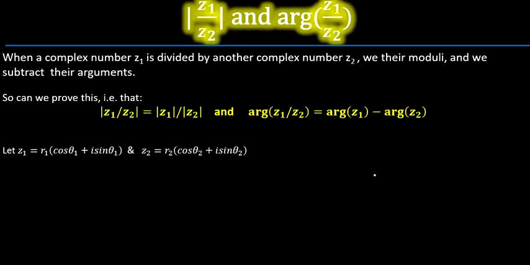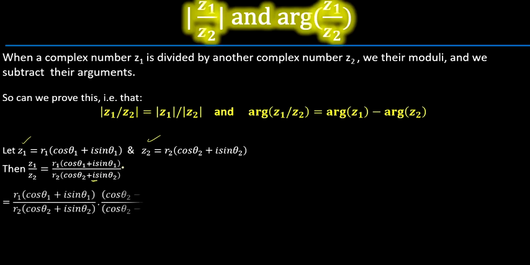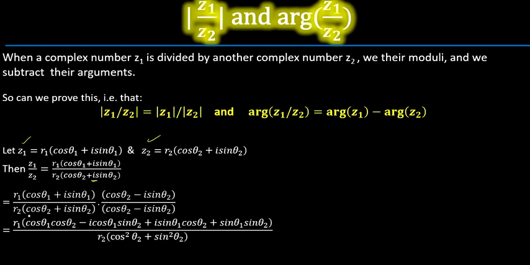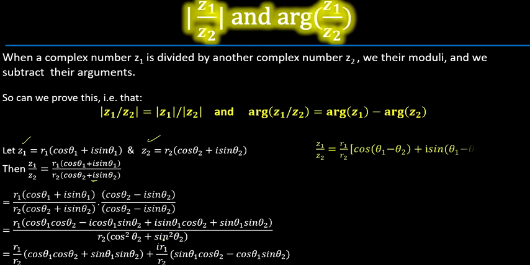Your two complex numbers are z1 and z2. If you divide them like this, and you have your imaginary number here, multiply and divide by the conjugate of the denominator. You see, I multiply and divide by cos theta 2 minus iota sin theta 2. That will change your denominator to a real number. (a minus b)(a plus b) is a square minus b square. Iota square is minus 1, that becomes plus here. And sin square plus cos square is 1. Ultimately, you're getting this result.